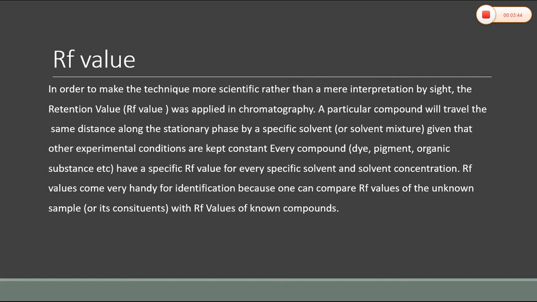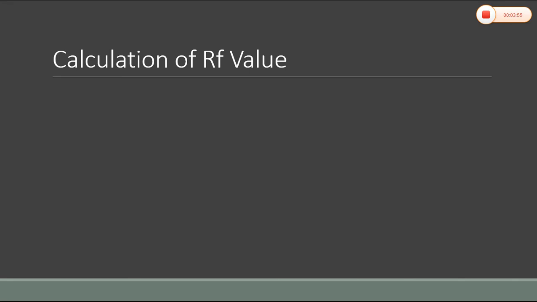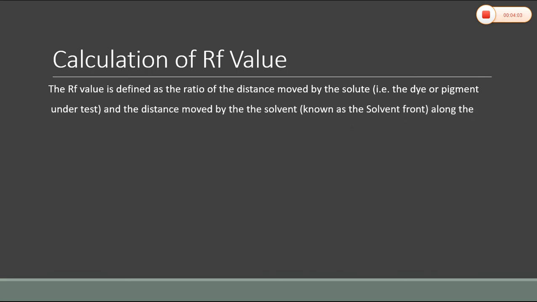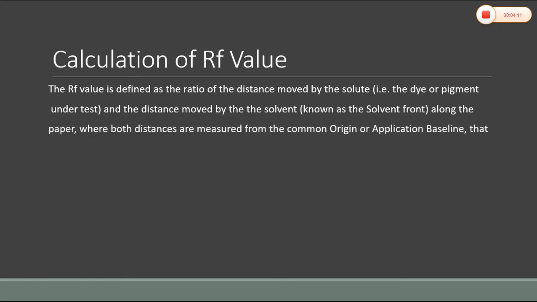RF values come in very handy for identification because one can compare RF values of an unknown sample or its constituents with RF values of known compounds. Now, how to calculate the RF value? The RF value is defined as the ratio of the distance moved by the solute, that is, the dye or pigment under test, to the distance moved by the solvent, also known as the solvent front, along the paper, where both distances are measured from the common origin or application baseline. That is the point where the sample is initially spotted on the paper.